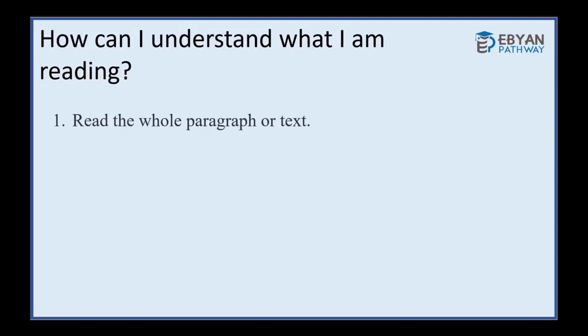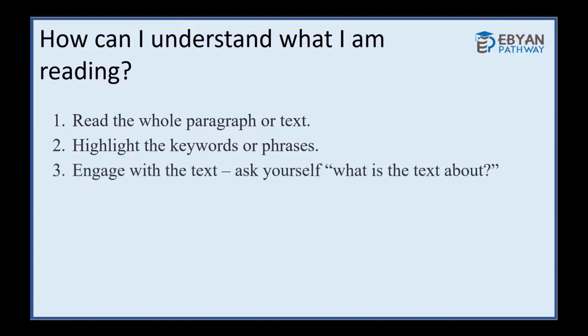Number 1. Read the whole paragraph or text. Do not try to understand it the first time you read it. 2. Highlight the keywords or phrases in the text. 3. Engage with the text. Ask yourself, what is the text about? Do not just simply read. Make sure you are engaged with the text.